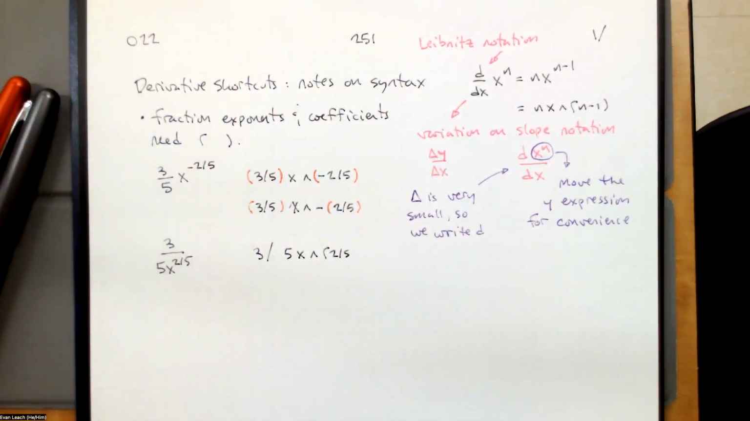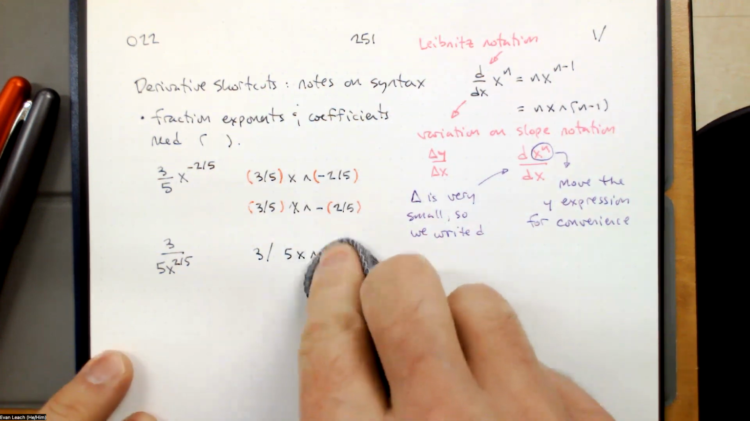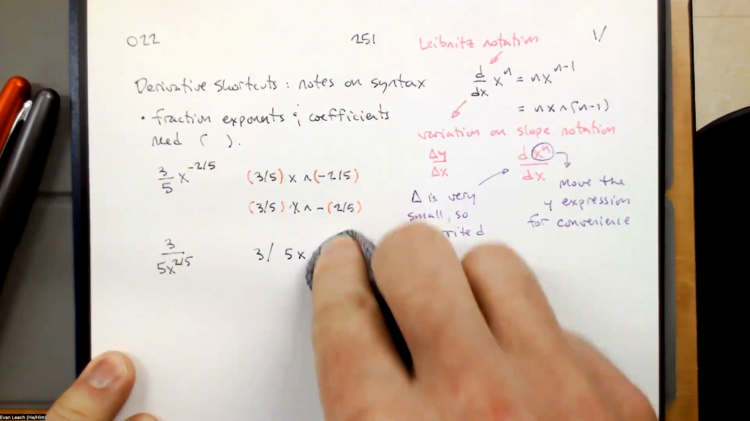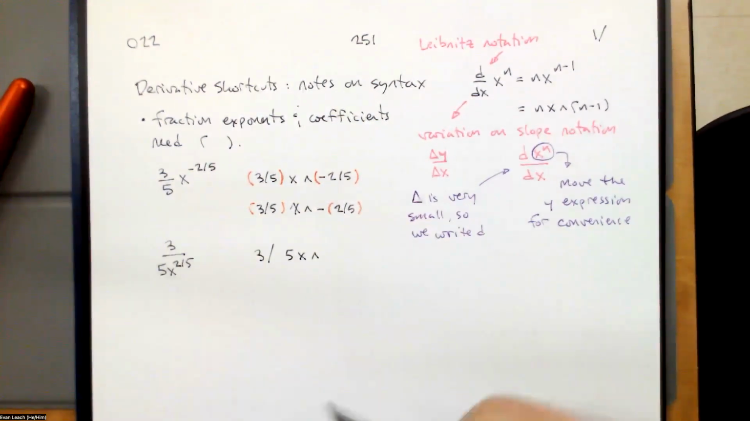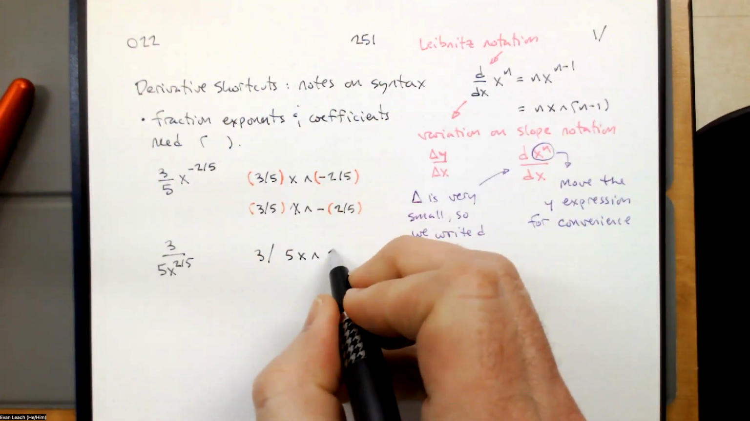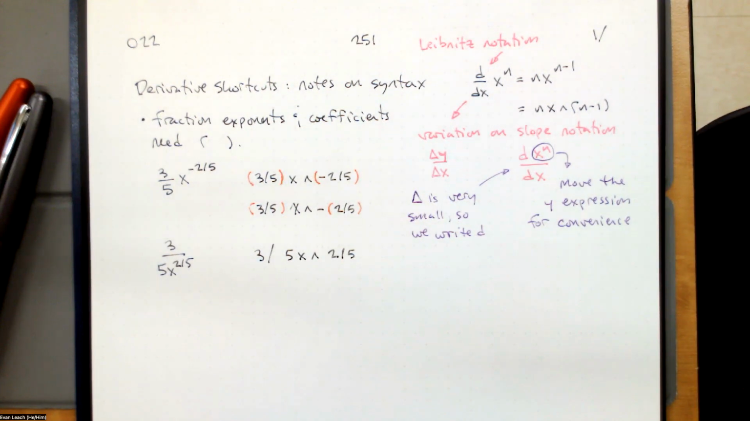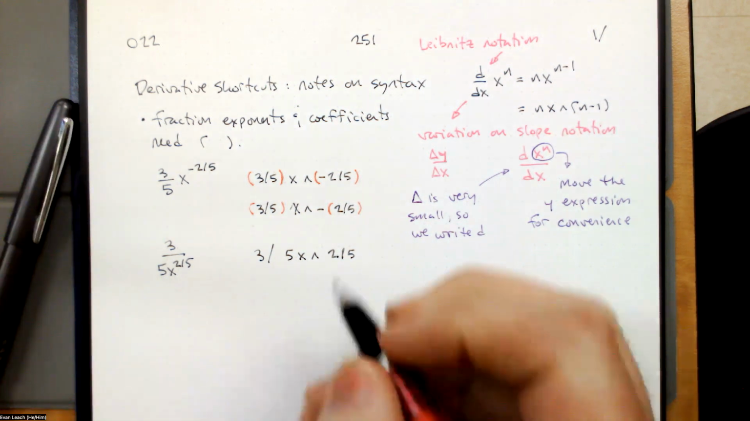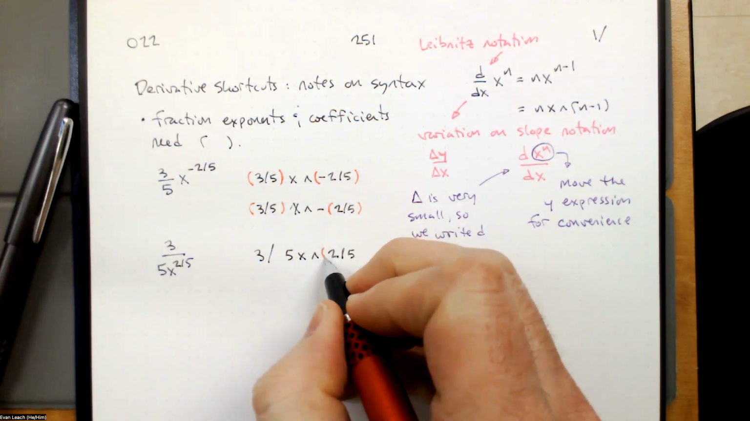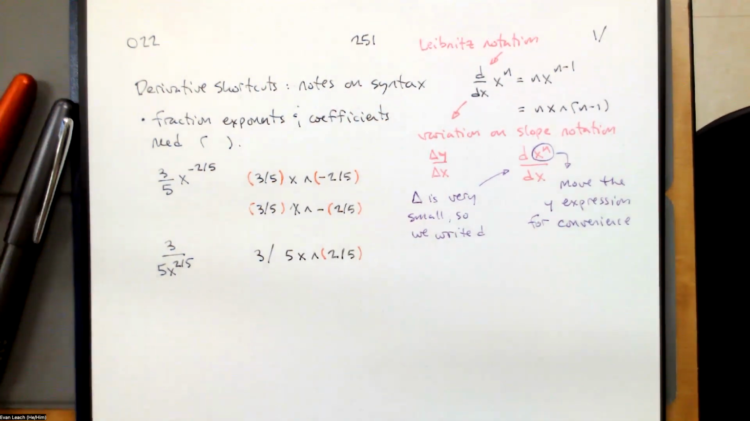So we're going to need parentheses around the 2/5 because there's an operation. Otherwise, if I just write this as 5x to the 2/5, x is going to get squared and we'll be canceling out the 5s. That's not what we're trying to do here. That divided by 5, that's part of the exponent. So we need parentheses around that fraction exponent.